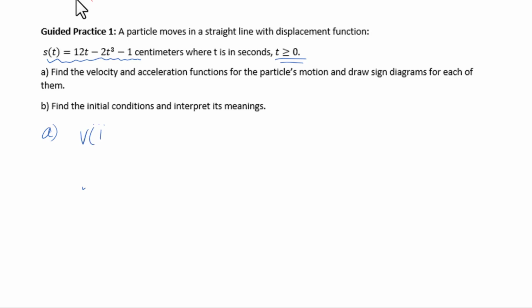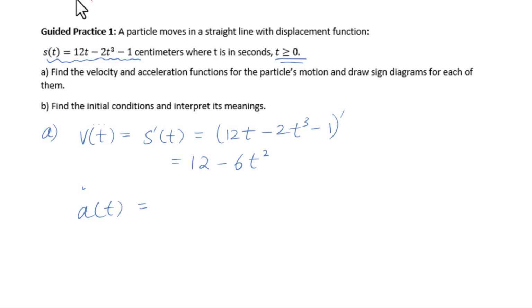We do know velocity equals the derivative of displacement, which means (12t minus 2t to the third power minus 1)' equals 12 minus 6t squared. Acceleration equals the derivative of velocity, which means (12 minus 6t squared)' equals negative 12t.